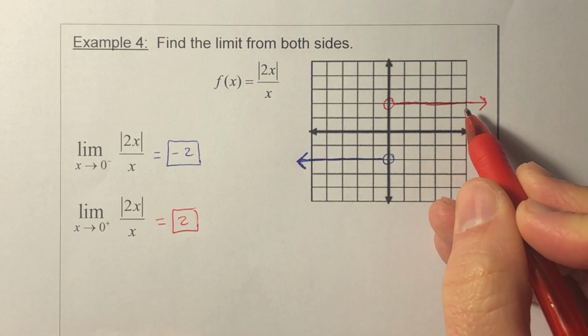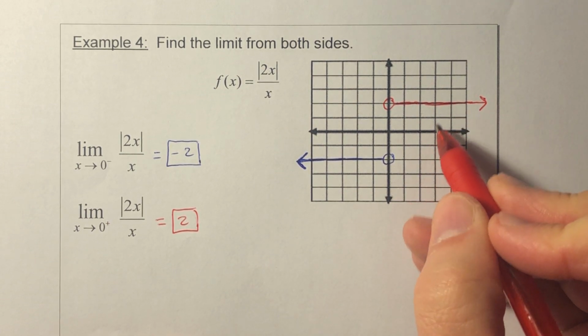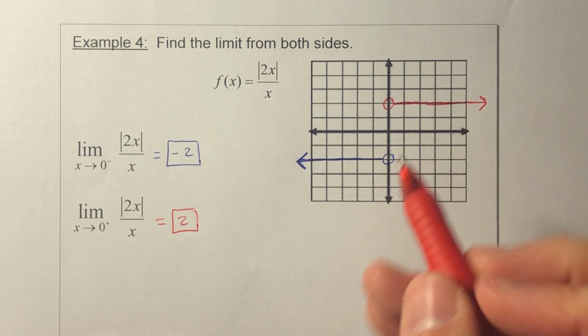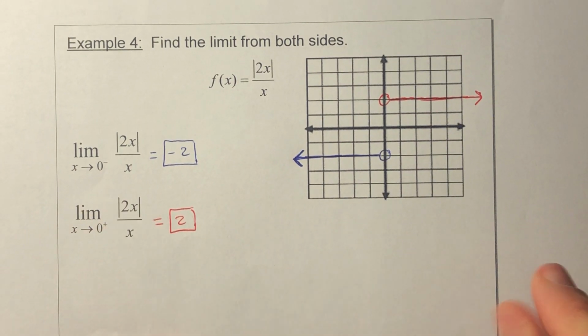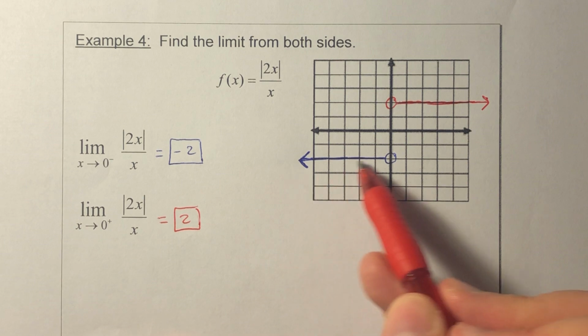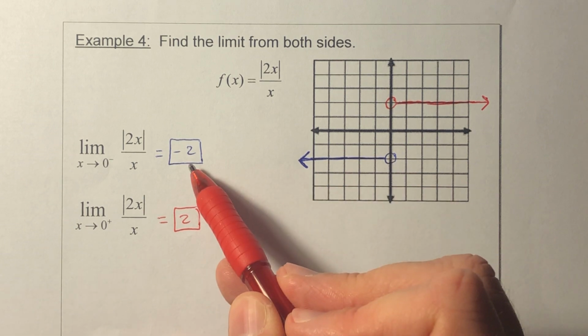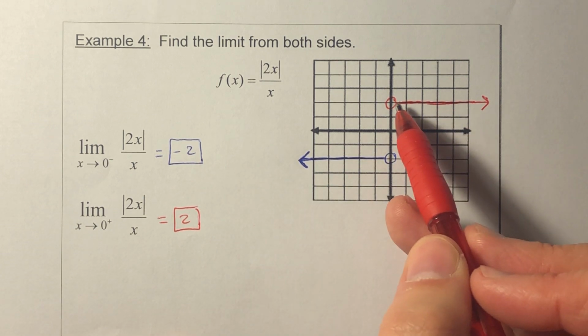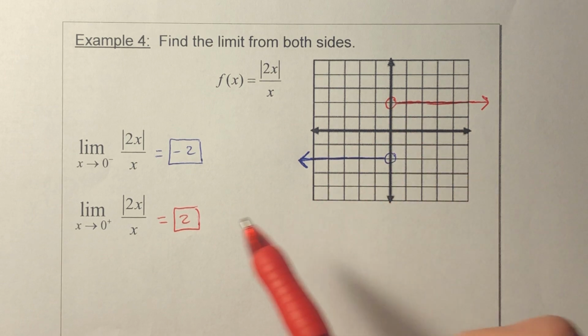No matter what you put in there, if you put in 5, 4, 3, you're going to end up with 2. So as x approaches 0 from the left side, your limit is -2. As x approaches 0 from the right side, your limit is +2.